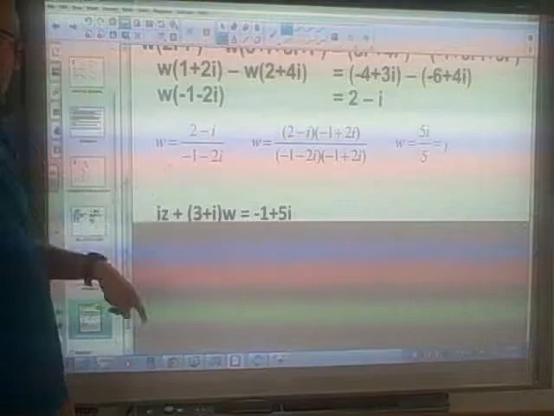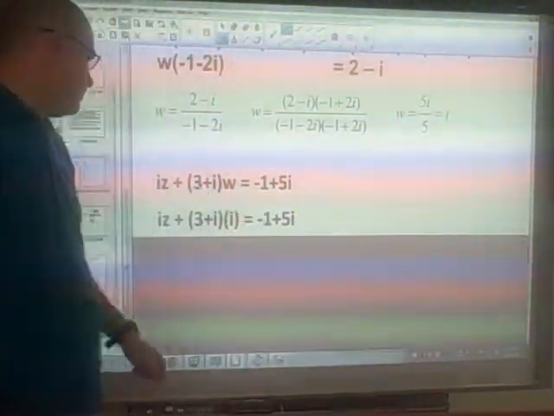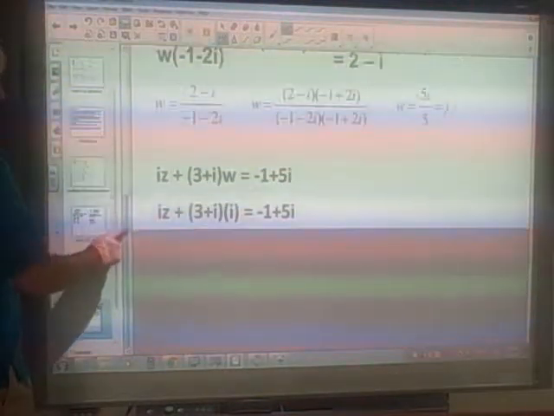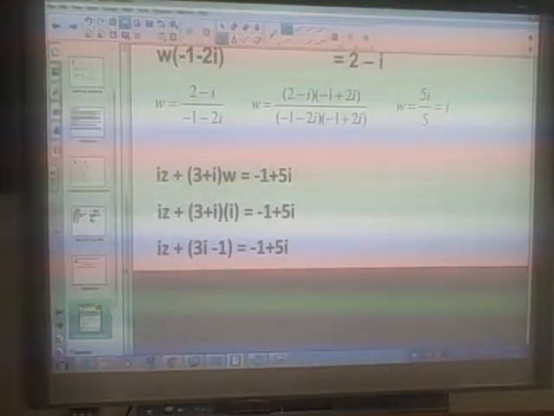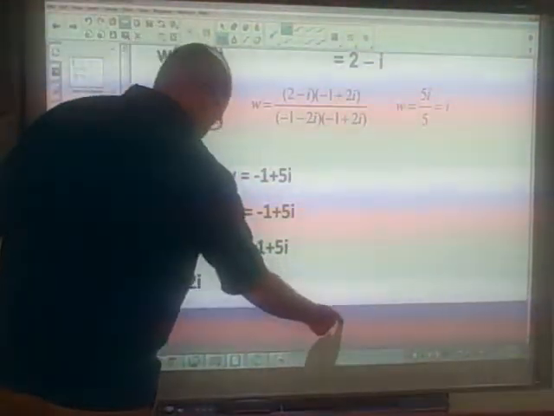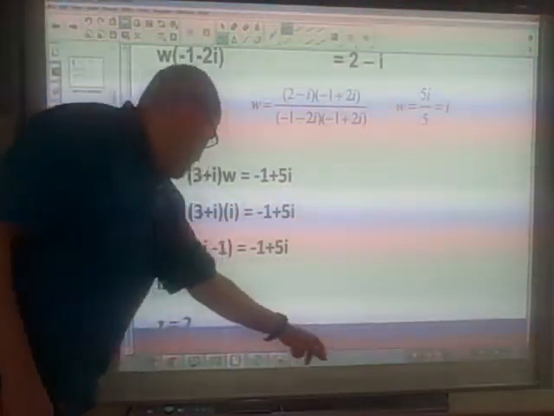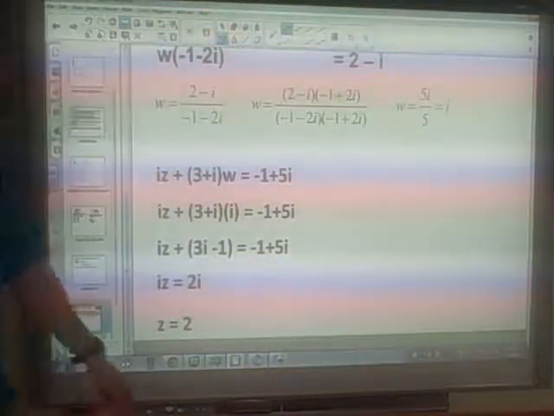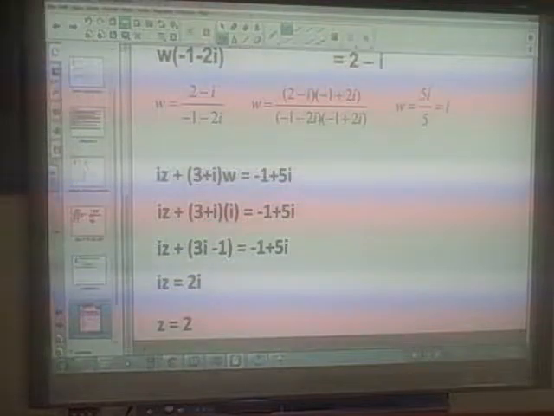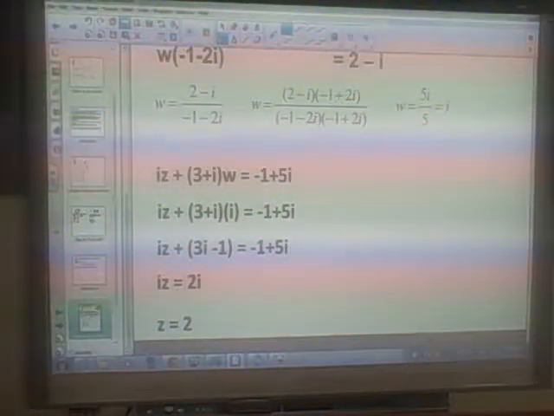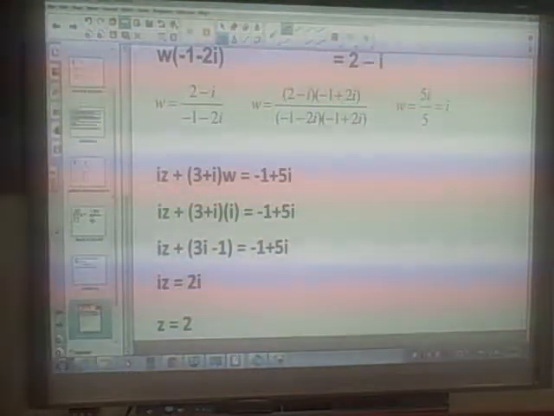So there was the question we saw at the top of the board. Plug in w as i, and then we can go ahead and solve this. If we go ahead and distribute there, I can bring this term to the other side, and then I can divide both sides by i. So z equals 2. A very, very long question when you're actually doing these. It tests all your skills of addition, subtraction, multiplication of complex numbers, as well as checking your ability to solve a system of equations as well.